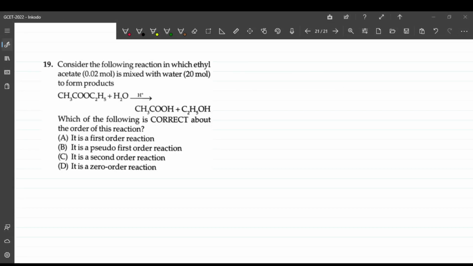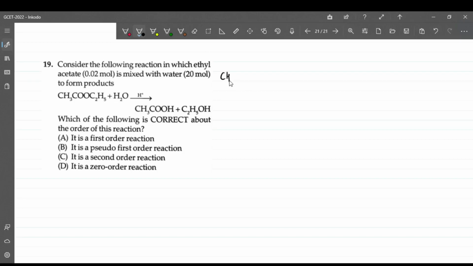Okay, question number 19. Let's read the question. Consider the following reaction in which ethyl acetate, which is 0.02 mole, is mixed with water, 20 mole, to form products. Okay, so this is a reaction in which this is ethyl acetate.